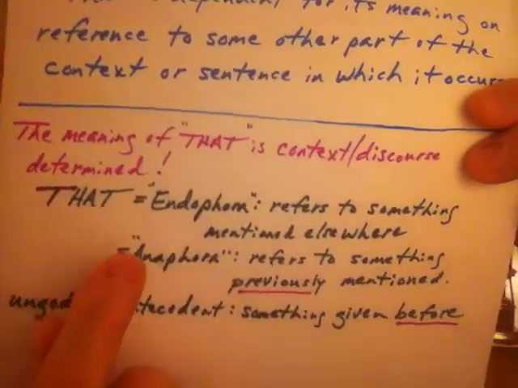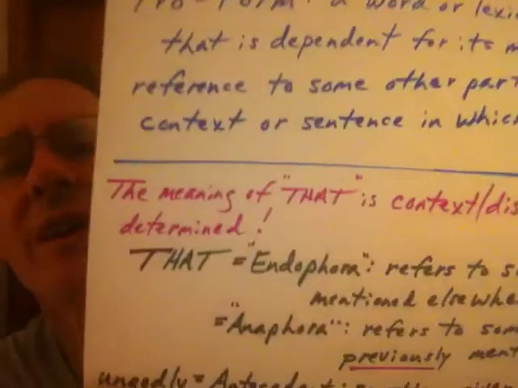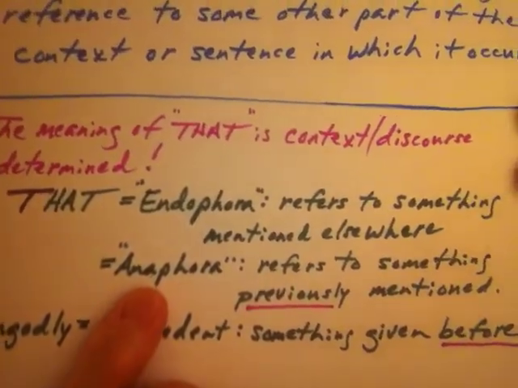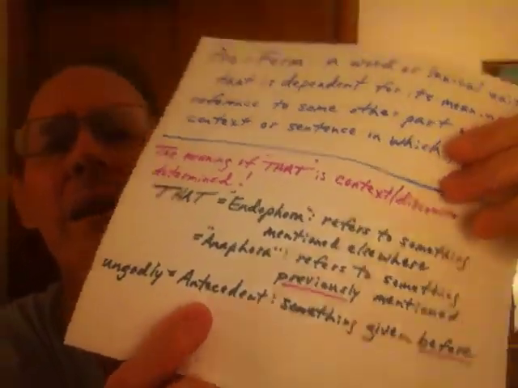Okay, so the word "that," if you look on a deep level, is an endophora. An endophora is a word that refers to something mentioned elsewhere. The word is endophoric. Now, to be more specific, to go even deeper, you could say the word is an anaphor, anaphora. All right, it's anaphoric. In other words, the anaphora refers to something previously mentioned. Now the word "ungodly" is the antecedent. The antecedent is something that's given before. Ante means before.